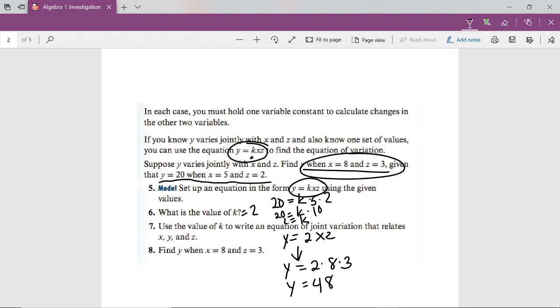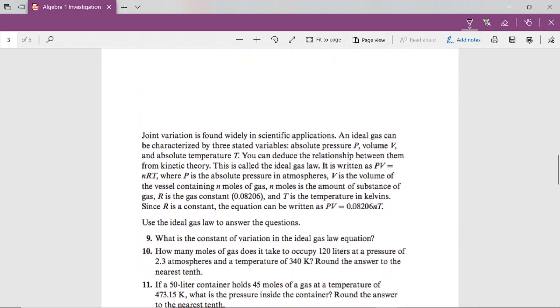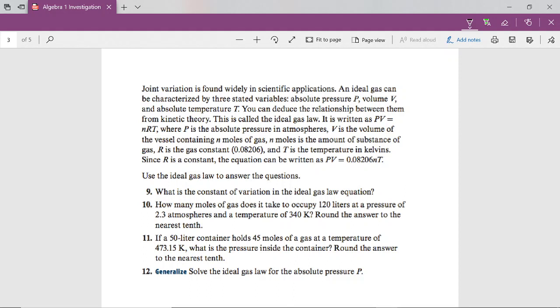So we can use full information when we have y, x, and z to find our constant, and then use that constant when we have missing information to fill in the gaps. Okay, now science actually uses relationships like this a lot. So joint variation is found widely in scientific applications.